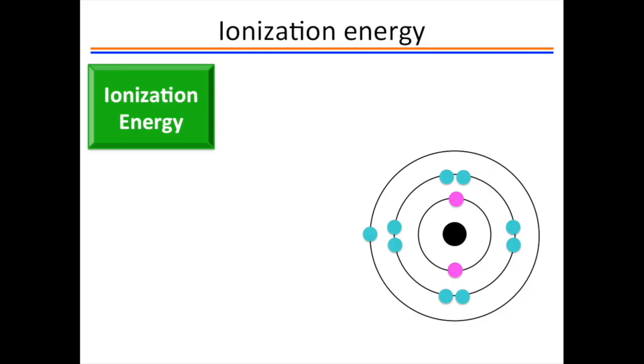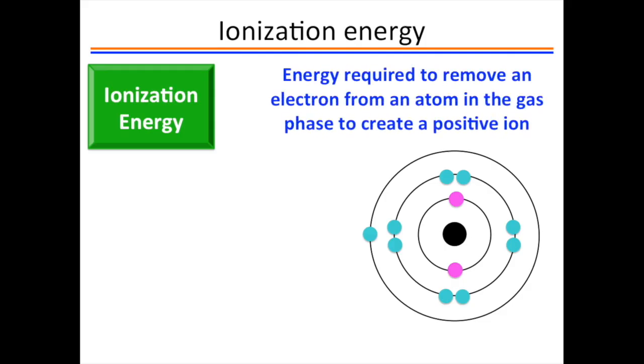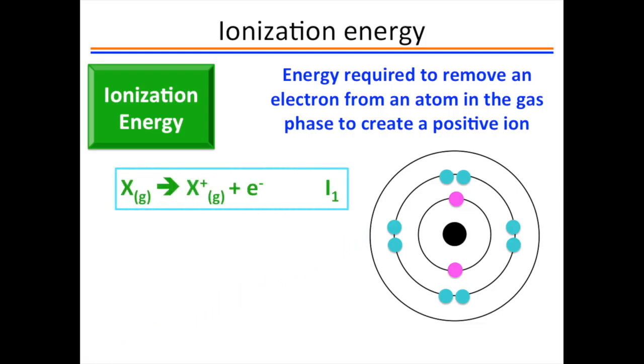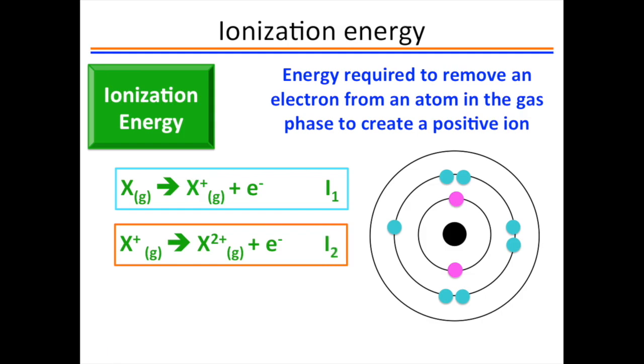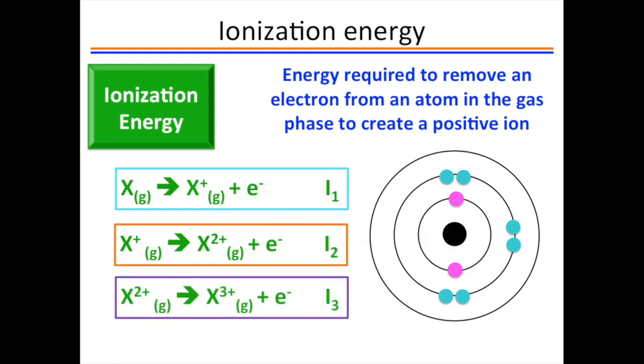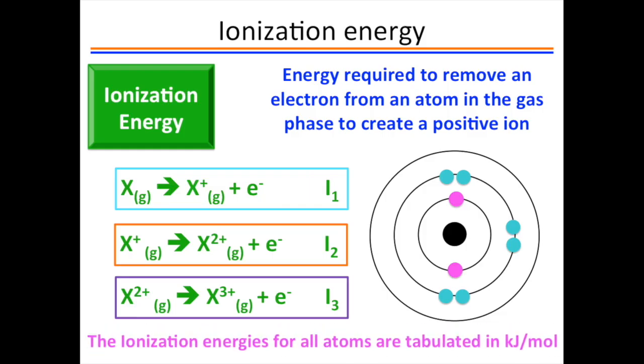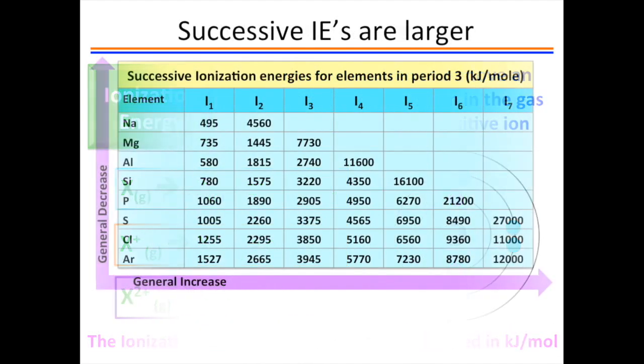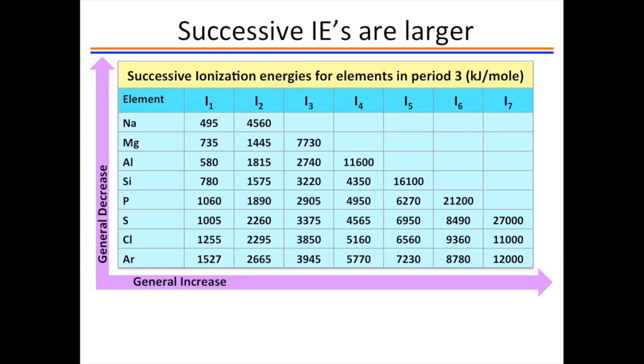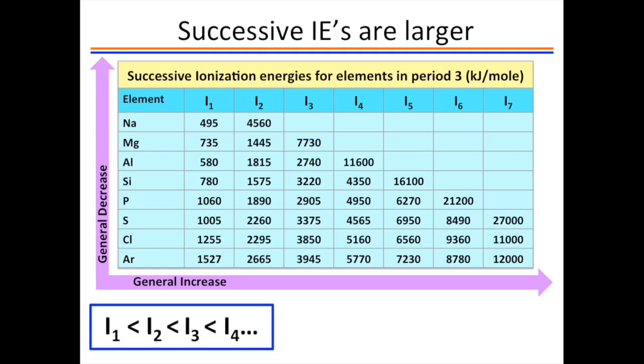Ionization energy is the energy it takes to remove an electron from an atom. We can talk about the first ionization energy, the second ionization energy, and even the third ionization energy. Ionization energies have been measured and tabulated. Here is a table of ionization energies for the elements in period 3. Looking at the numbers, we can see that each successive ionization energy is larger than the last.